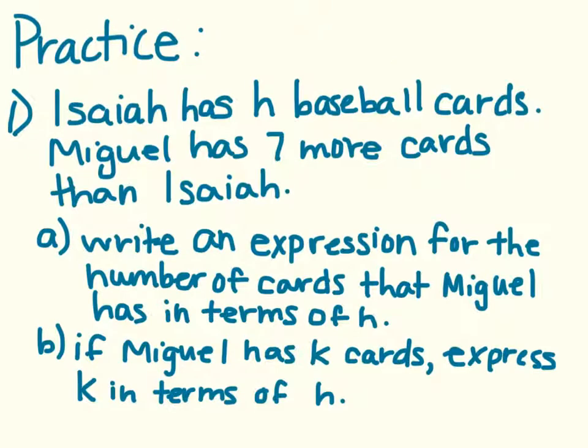Here's the first practice problem for you to try. Isaiah has H baseball cards. Miguel has 7 more cards than Isaiah. Part A, write an expression for the number of cards that Miguel has in terms of H. And Part B, if Miguel has K cards, express K in terms of H. Additionally, please label the independent and dependent variables for me. Press pause while you work. There are 4 more practice problems after this one.